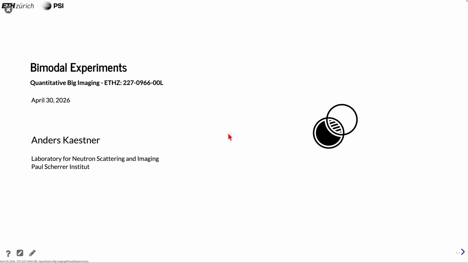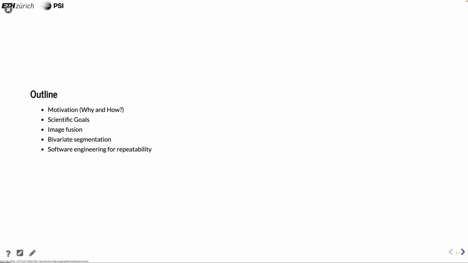Quantitative Big Imaging, Lecture 10, Bimodal Experiments. So, until now we have been talking about mainly imaging with a single modality, and in this lecture we are going to expand our views and look into combining modern imaging from more than one modality.